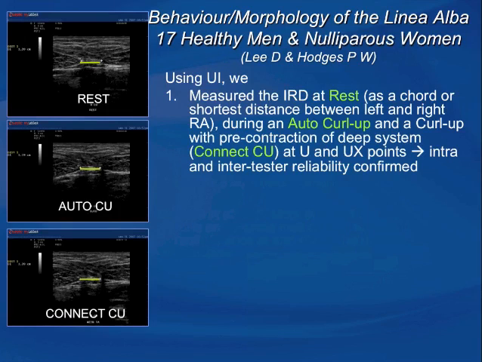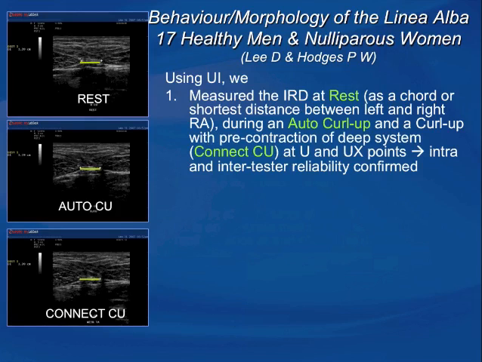And the first thing we did was to measure the inter-recti distance in 3 different tasks. We looked at it at rest. We looked at it during an auto curl-up task, so just a short head and neck curl-up. And also in a curl-up where they pre-contracted the deep system. So the subjects were given a cue to connect to their pelvic floor. And regardless of what that did for them, they were included in the study whether they had an optimal or a non-optimal strategy. We were just interested in looking at did the connect cue yield a different behavior of the linea alba when they did a curl-up.